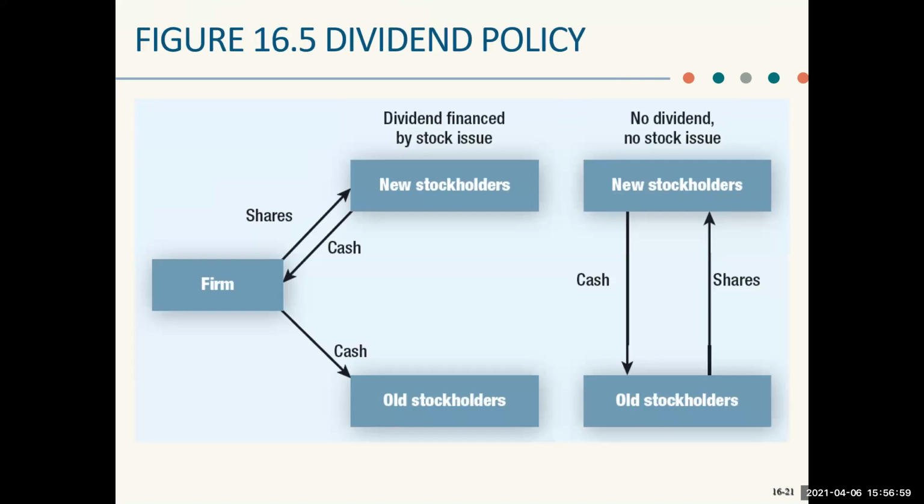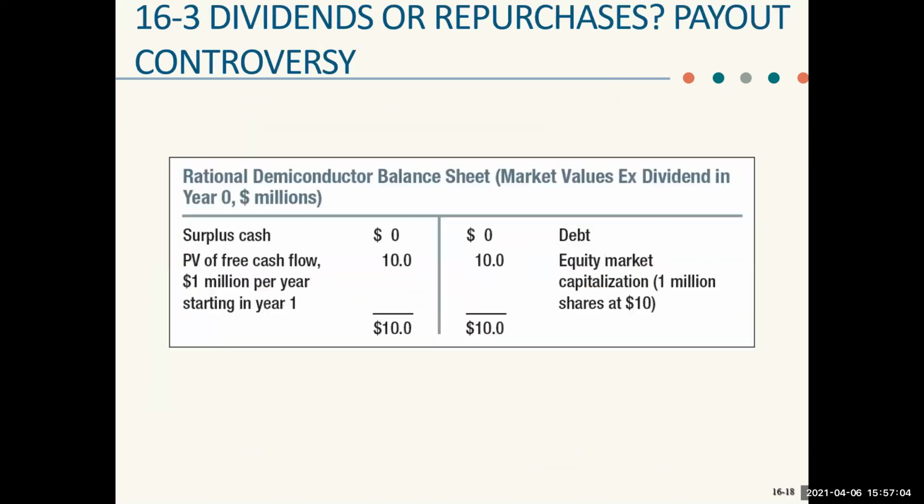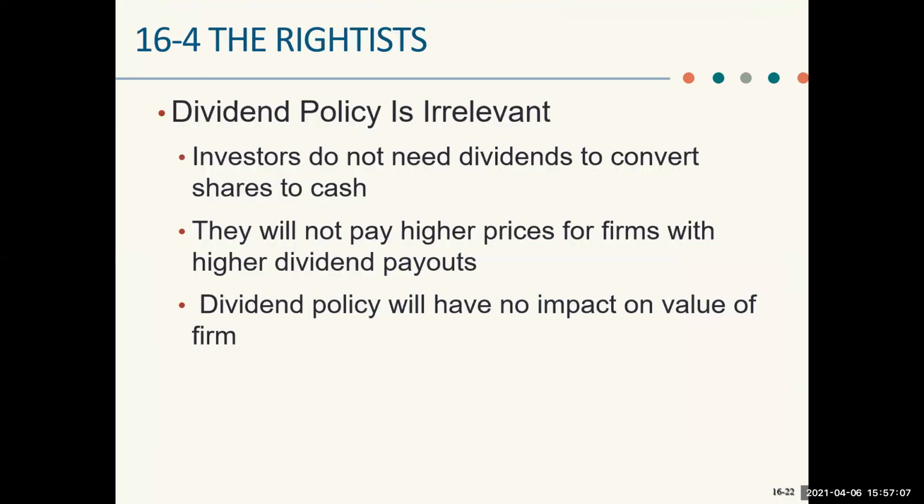So Miller and Modigliani said, let me mention their name here so you remember. Their proposition is called the dividend irrelevance proposition.